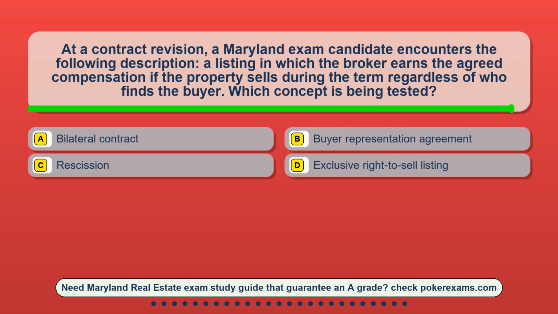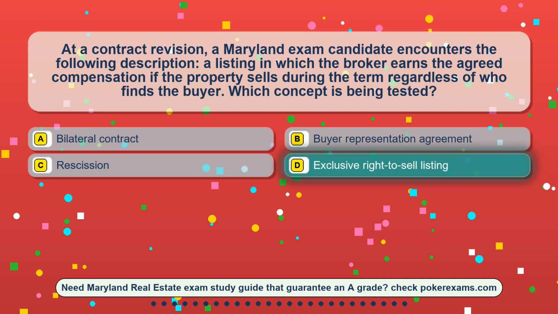Question 6. At a contract revision, a Maryland exam candidate encounters the following description: a listing in which the broker earns the agreed compensation if the property sells during the term regardless of who finds the buyer. Which concept is being tested? Option A, bilateral contract. Option B, buyer representation agreement. Option C, rescission. Option D, exclusive right to sell listing.